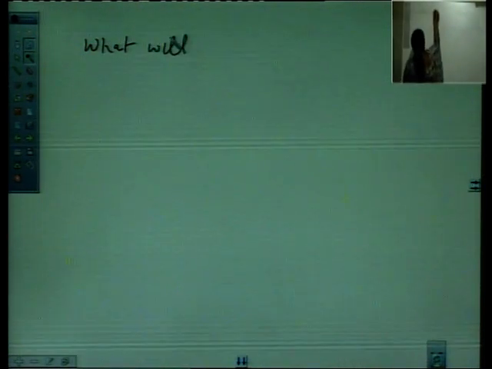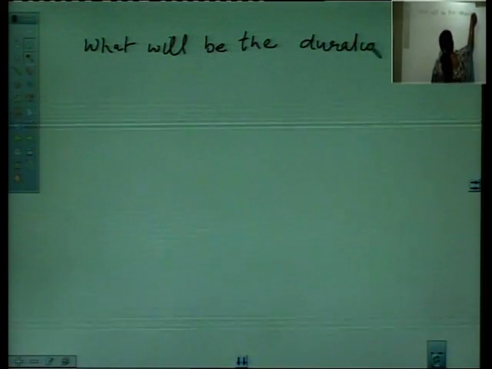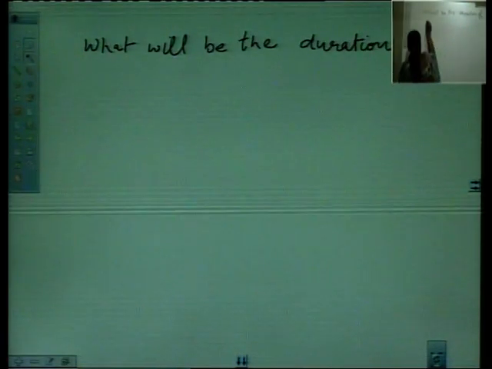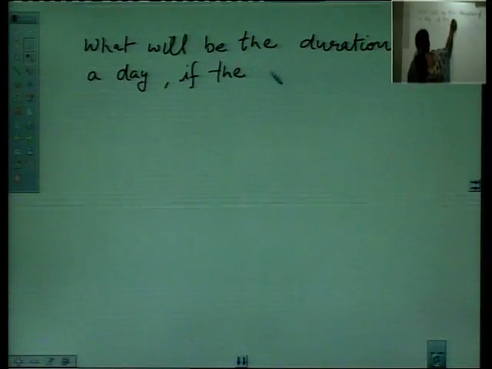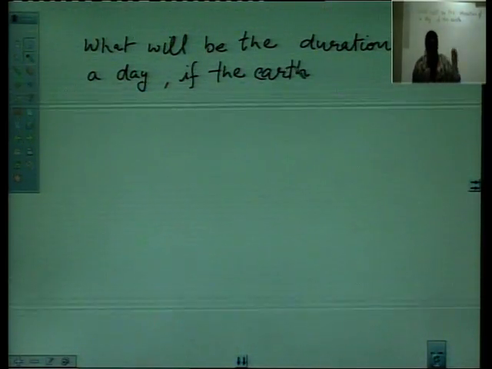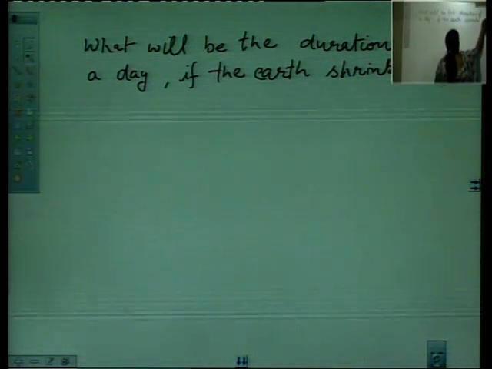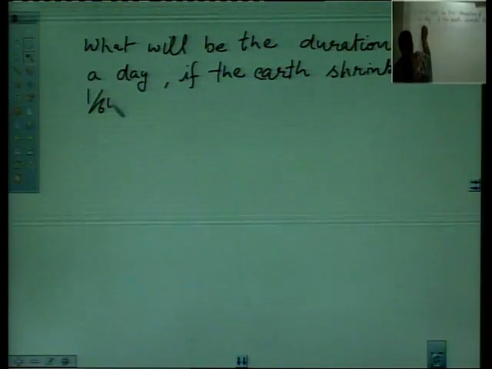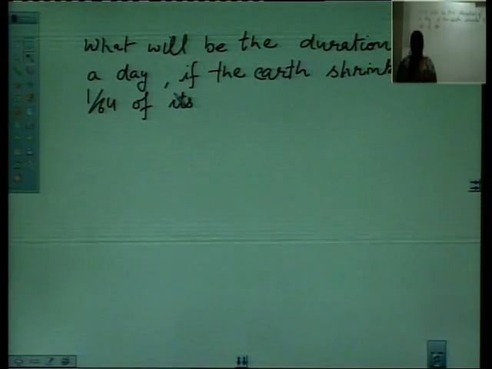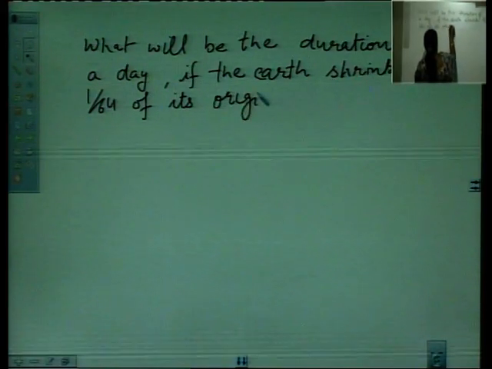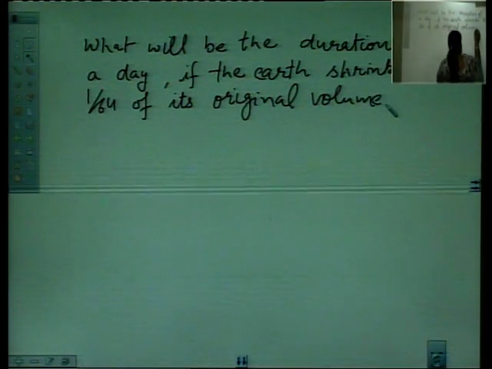What will be the duration of a day if the earth shrinks to 1/64th of its original volume? Mass remains constant.